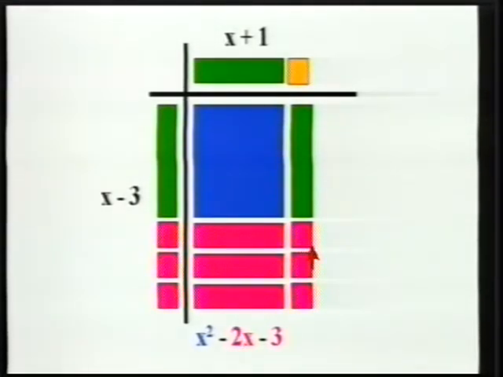And then 1, 2, 3 negative 1s equaling a negative 3. The product of x plus 1 times x minus 3 is x squared minus 2x minus 3.